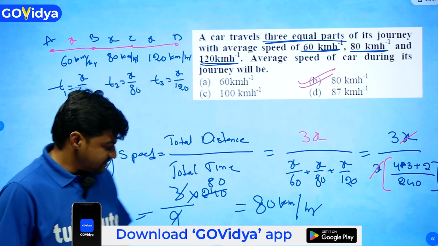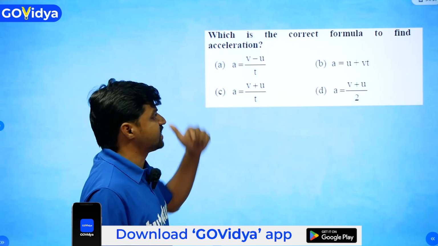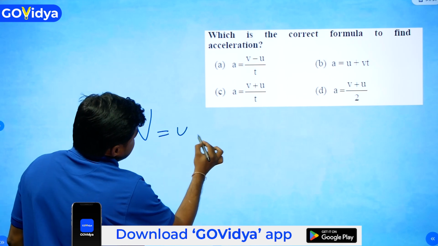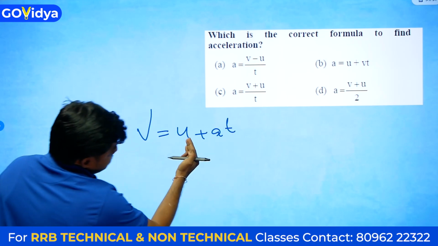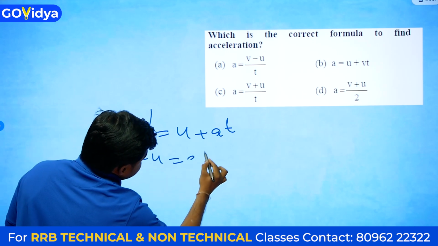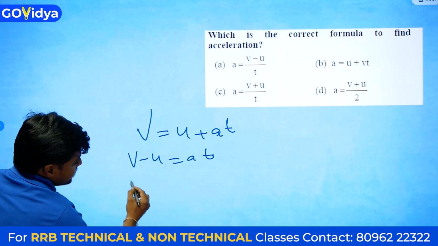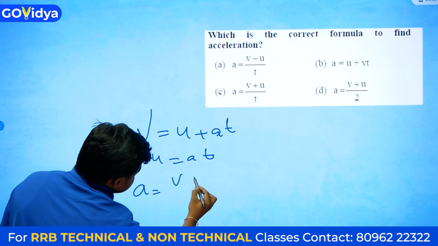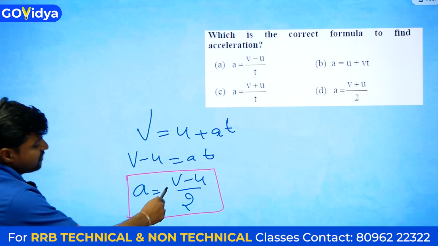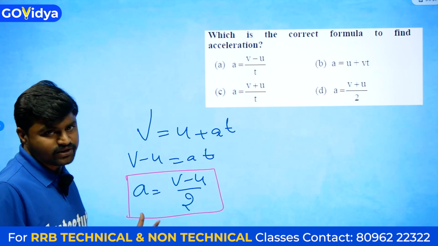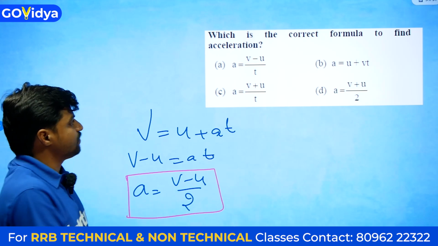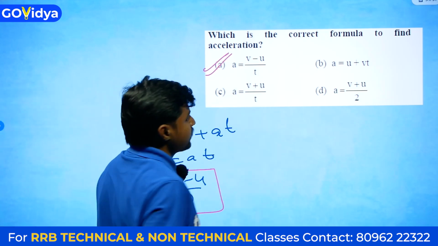Okay, next question. Which is the correct formula for acceleration? We know that v is equal to u plus at. Send u to the left side: v minus u is equal to at. Send t to this side: a is equal to v minus u by t. v is the final velocity, u is the initial velocity. Acceleration is equal to final velocity minus initial velocity by time. From the options, option A is the correct answer. Okay, next question.